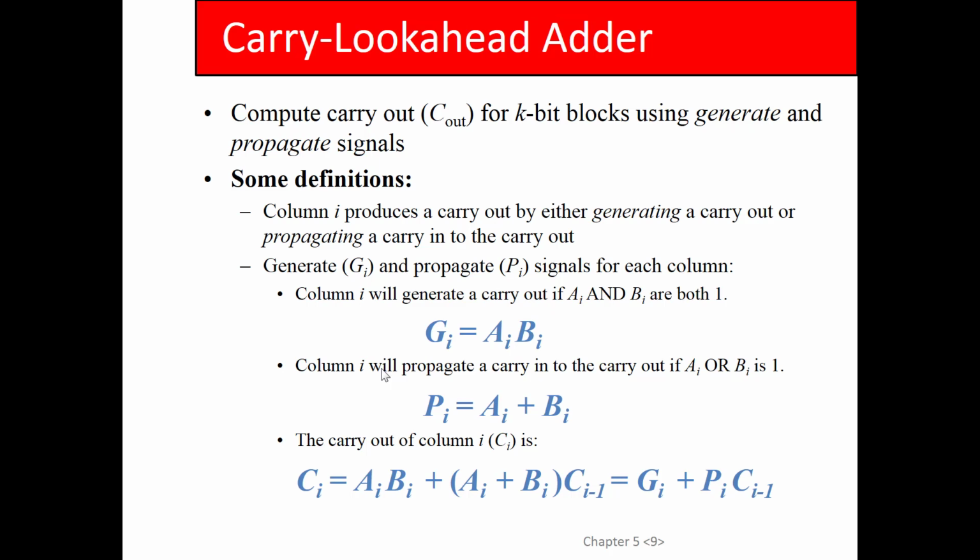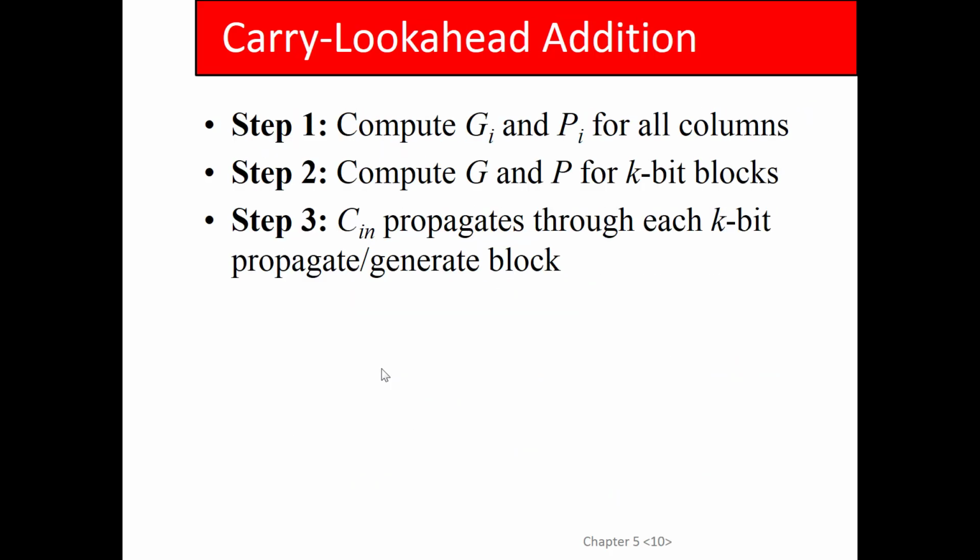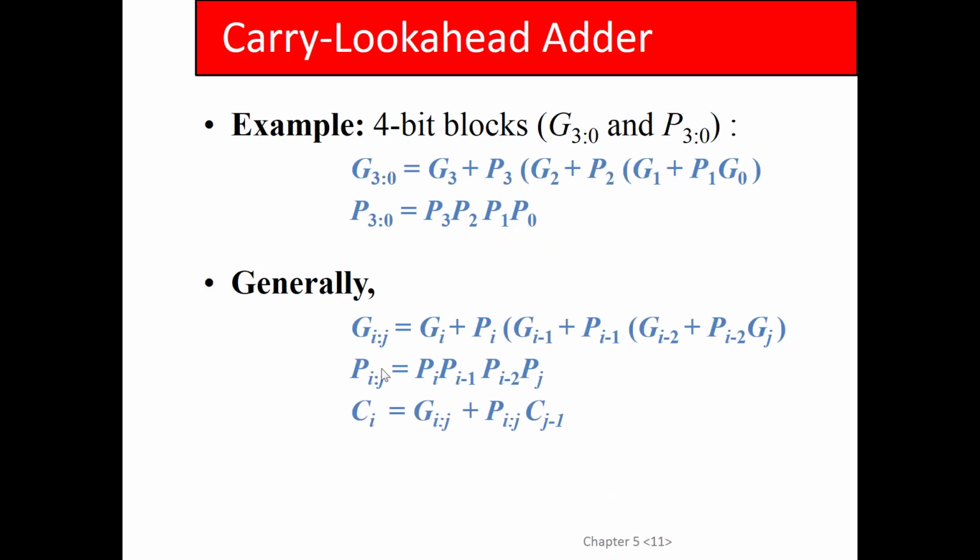Right? Because you'd have to have this huge expression to do this, right? This would get ugly fast. So the solution is you can build these things hierarchically. You can sacrifice a little bit of delay to simplify these things quite a bit. The way they do it is that you can generate propagates and generates for blocks of columns, for multiple bits.